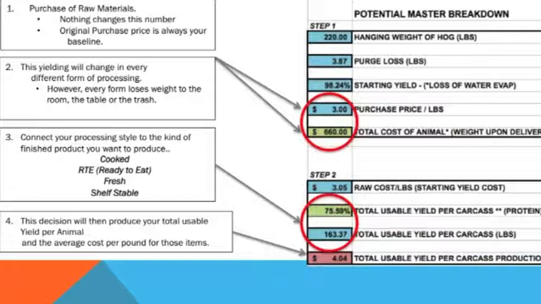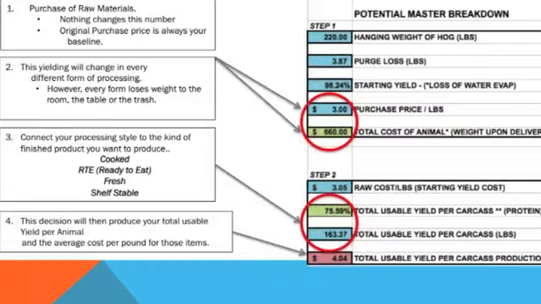So in this spreadsheet, you'll see a few formula checks, which exist just to make sure that we're still adding up to the same number. Okay. So this is your baseline for your costing structure and your absolute yield. The second box here explains that the yielding will change in every different form of processing.